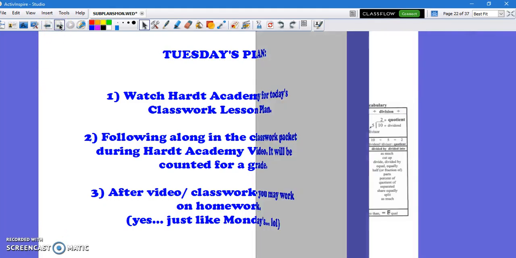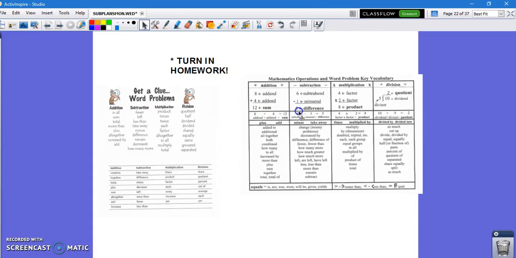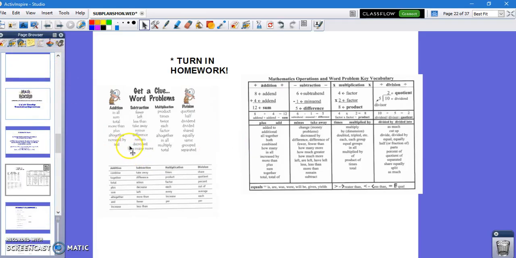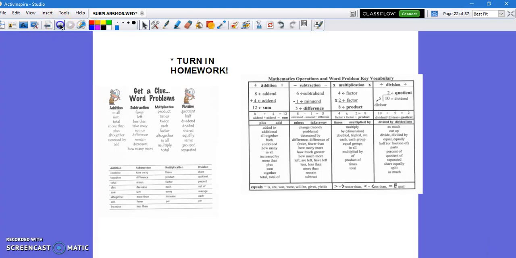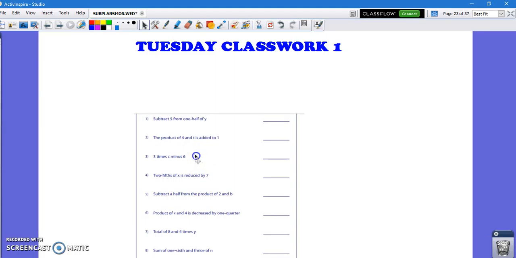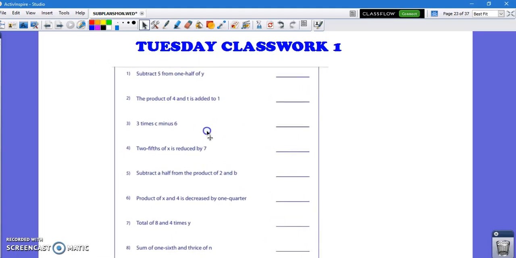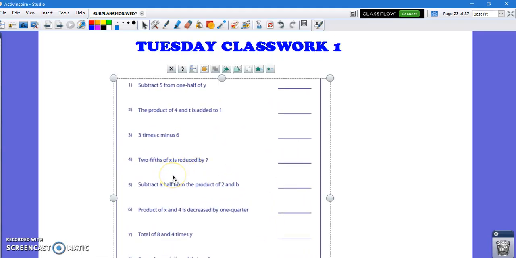Here we are with the sheets from yesterday. You had this sheet and this sheet that'll help you. Don't forget to turn any homework in. They help you figure out which words mean what in order to do these. I'm going to go to the first page of the classwork packet. I don't have a long introduction explaining things. We're just going to drill with the classwork packet for exercise.